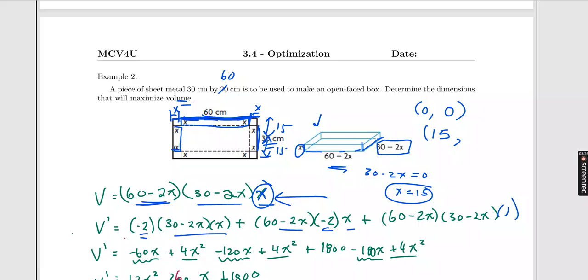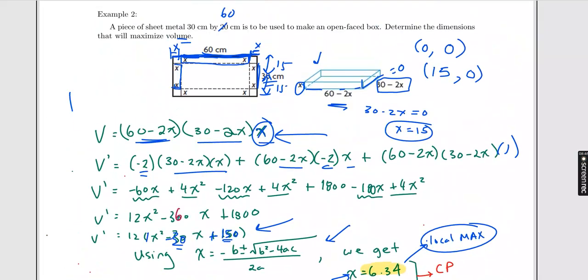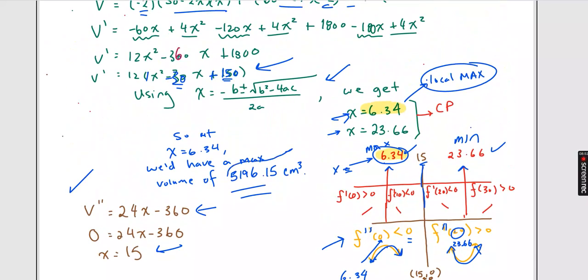And if you sub in 15 into this, we just established that 15 will make this equal to 0. Length times width times height will also give us a volume of 0. So, indeed, if x is equal to 6.34, plug that into my calculator, into the original function, this function right here for the volume, and you'll get a maximum volume of 5196.15.